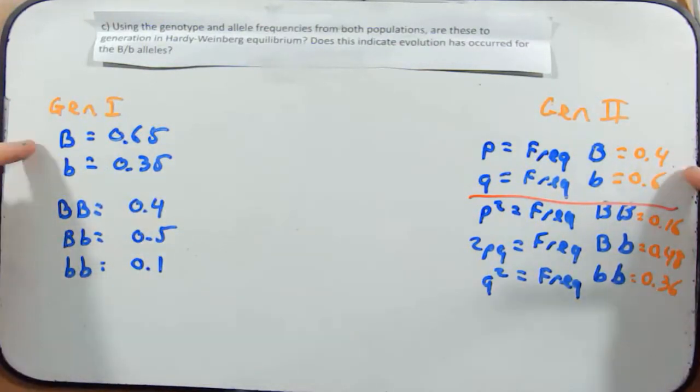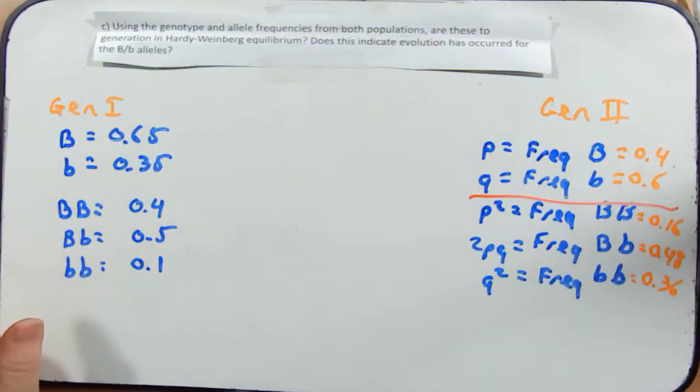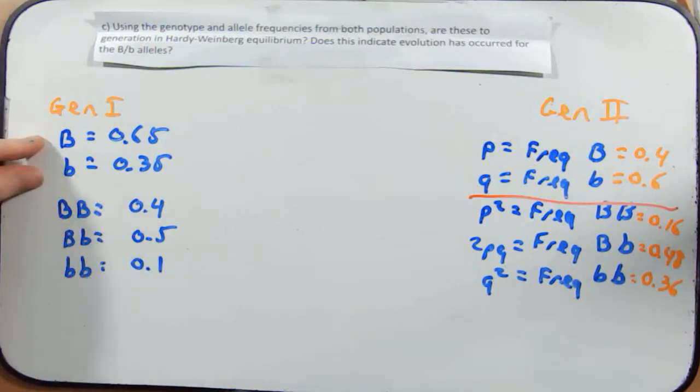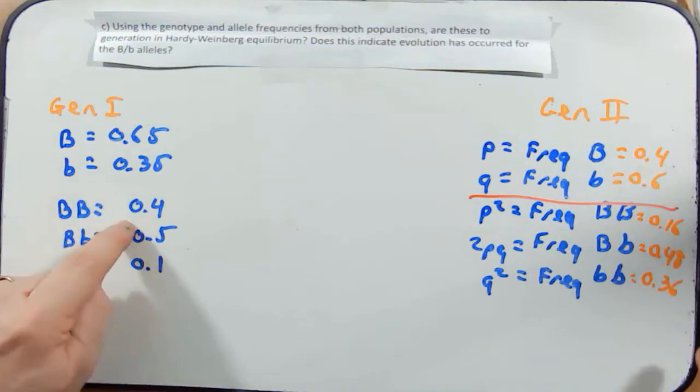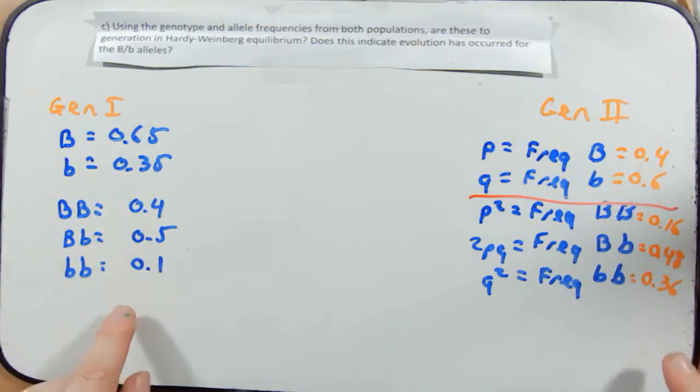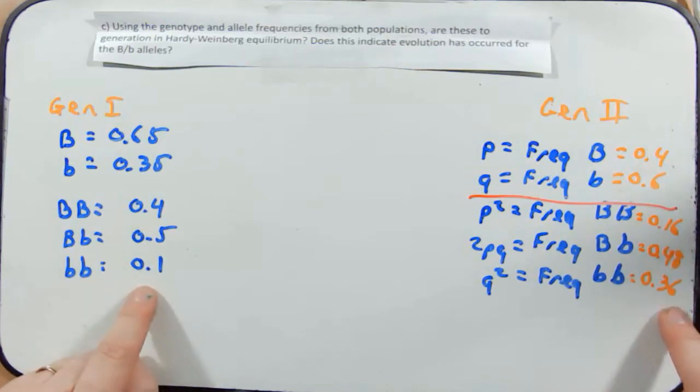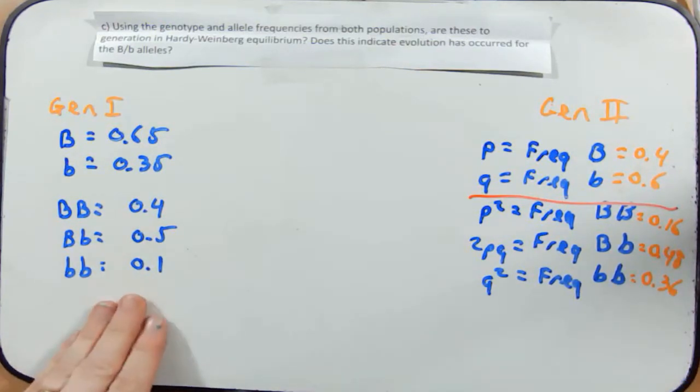And we can compare these now, and we can say, by looking just at these numbers here, that there appears to be quite a big change between generation 1 and generation 2. That the allele frequencies have switched. In fact, they've kind of flip-flopped. There are now more little b's than big B's. And the genotype frequencies have also switched. Big B is now 0.16 instead of 0.4. Little b has jumped from 0.1 to 0.36. So something between generation 1 and generation 2 seems to have favored the little b allele.